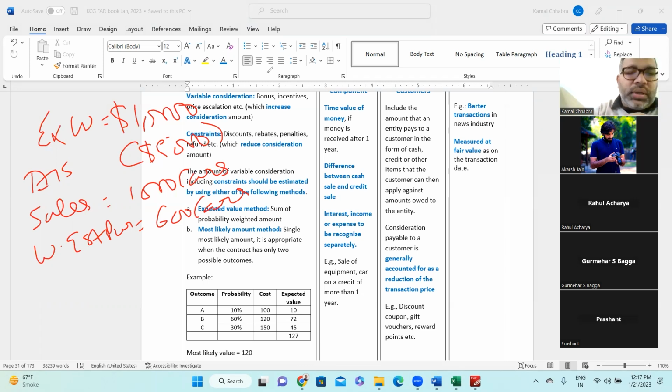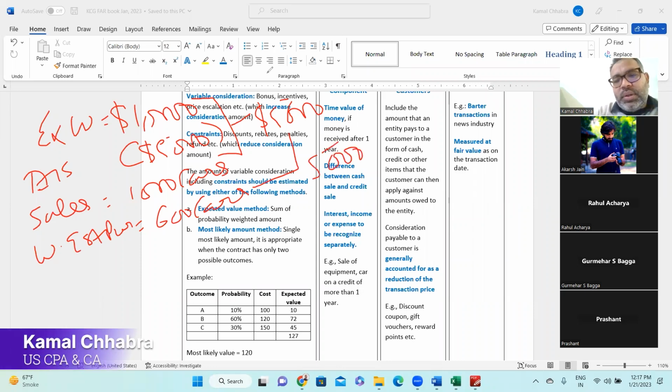If 600 cars will purchase this warranty, they will purchase at $5,000. So how much money can we expect? 5,000 multiplied by 600. How much is it? 300,000. So this method of estimation is called the most likely method.